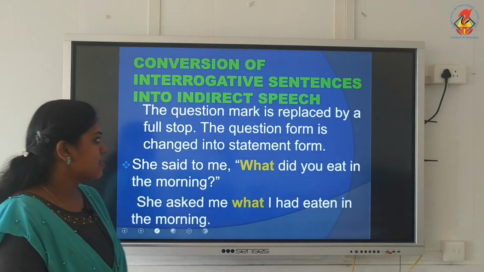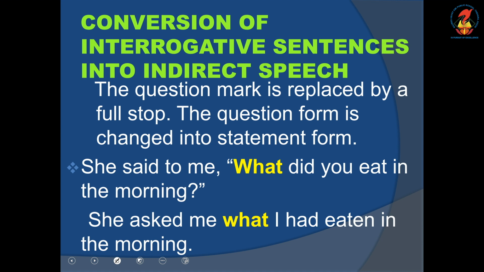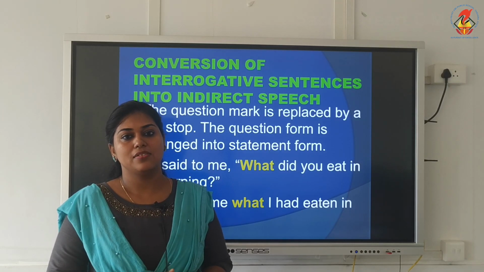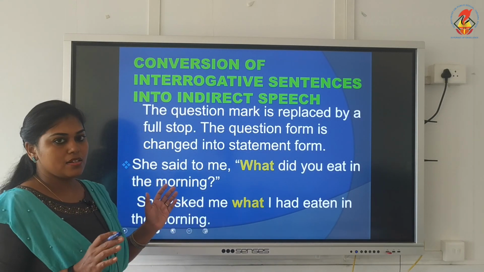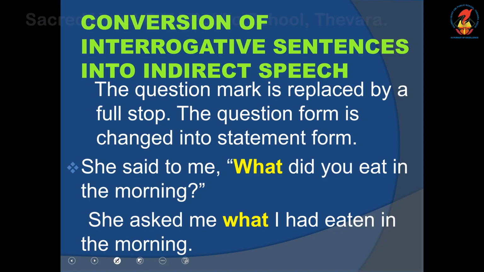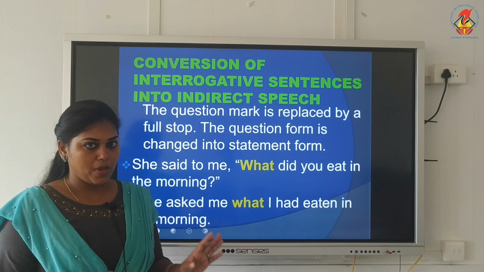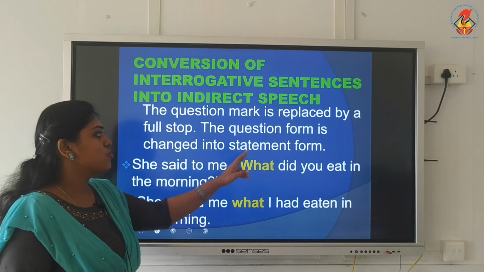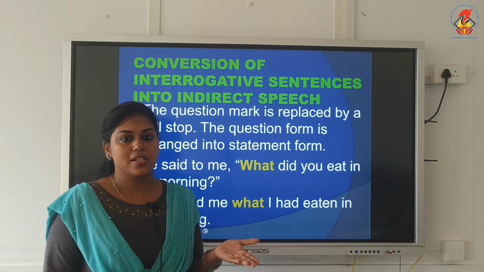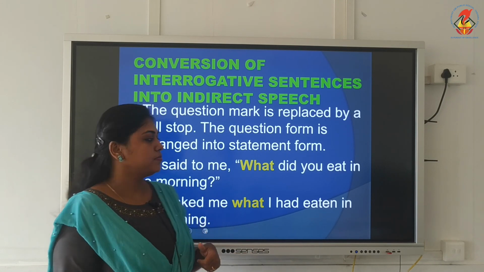Okay, children. Next is conversion of interrogative sentences into indirect speech. Hope you remember what you mean by interrogative sentence. What is an interrogative sentence, children? Yes, a question, right? Question sentences. So how do we change a question sentence into indirect speech? First thing is, the question mark is replaced by a full stop. When you change it into indirect speech, we do not write a question mark. We replace it with a full stop. The question form is changed into statement form. Obviously, it would be a statement sentence, right? That is why we are putting a full stop.